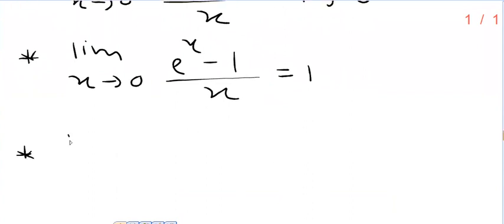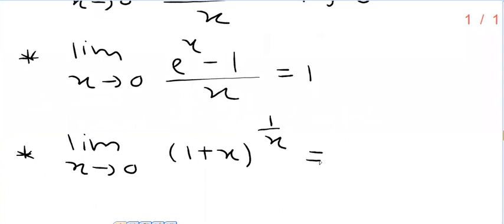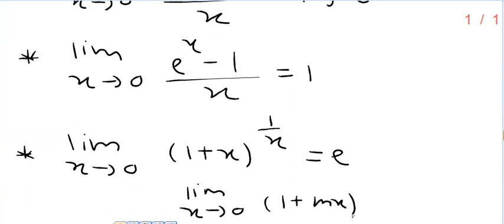After this, an important result, limit x tends to 0, 1 plus x raised to 1 upon x equal to e. Generalized result, limit x tends to 0, 1 plus mx raised to 1 upon mx is nothing but e. How to remember this? Something is added to 1, same thing tends to 0. Index is reciprocal of the term added to 1. So in that case, what is the value of limit? It is nothing but e. Is that clear?